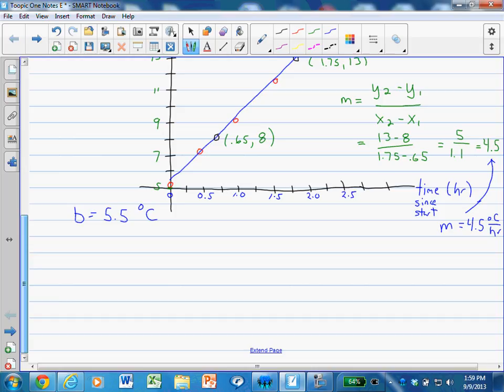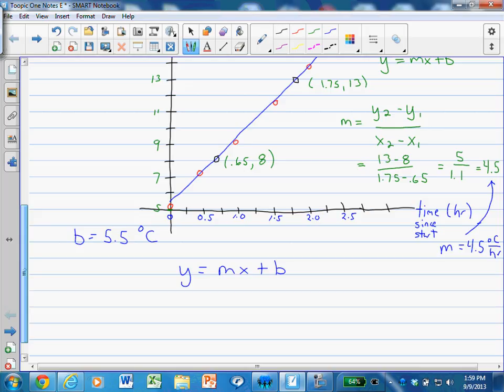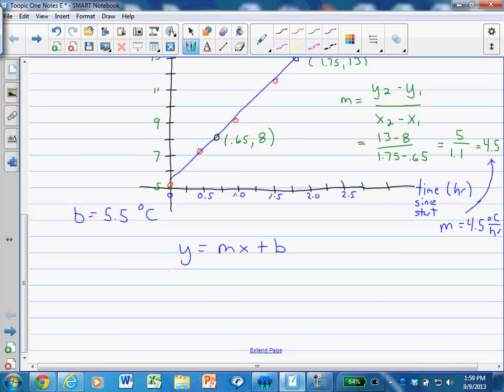So our equation, y equals mx plus b, then, okay, instead of y, it's actually temperature. So we'll put T. M is 4.5 with the units degrees Celsius per hour times X. X is actually time. We'll use a small t for that. Plus 5.5 degrees Celsius. Okay? There's our model for our data.